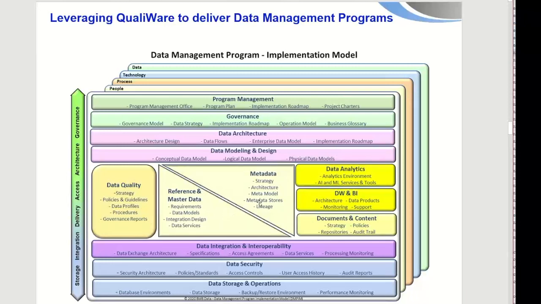We're using QualiWare for reference and master data and metadata information, already in QualiWare. If you look at, from a data architecture perspective, an enterprise data model, implementation roadmaps, business glossary, setting up strategy models, all of that is already in the tool set. So QualiWare, as a tool, has many of the components that Carl's showing here would be part of a program. So our ability to support this kind of implementation model is already there.